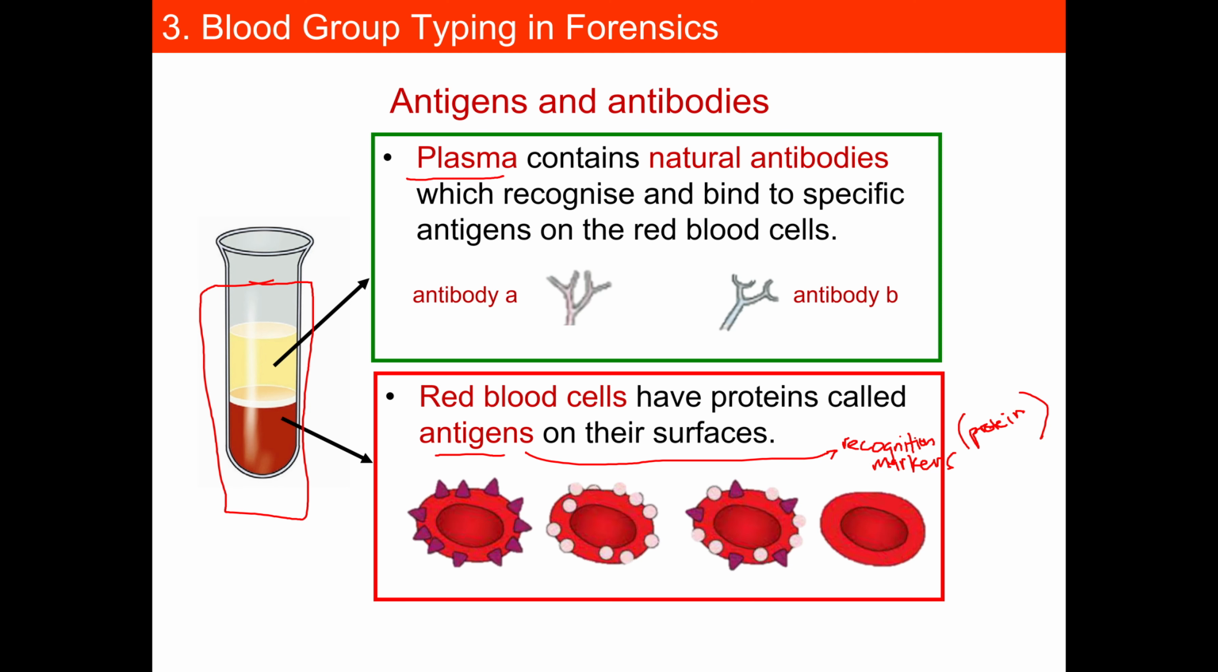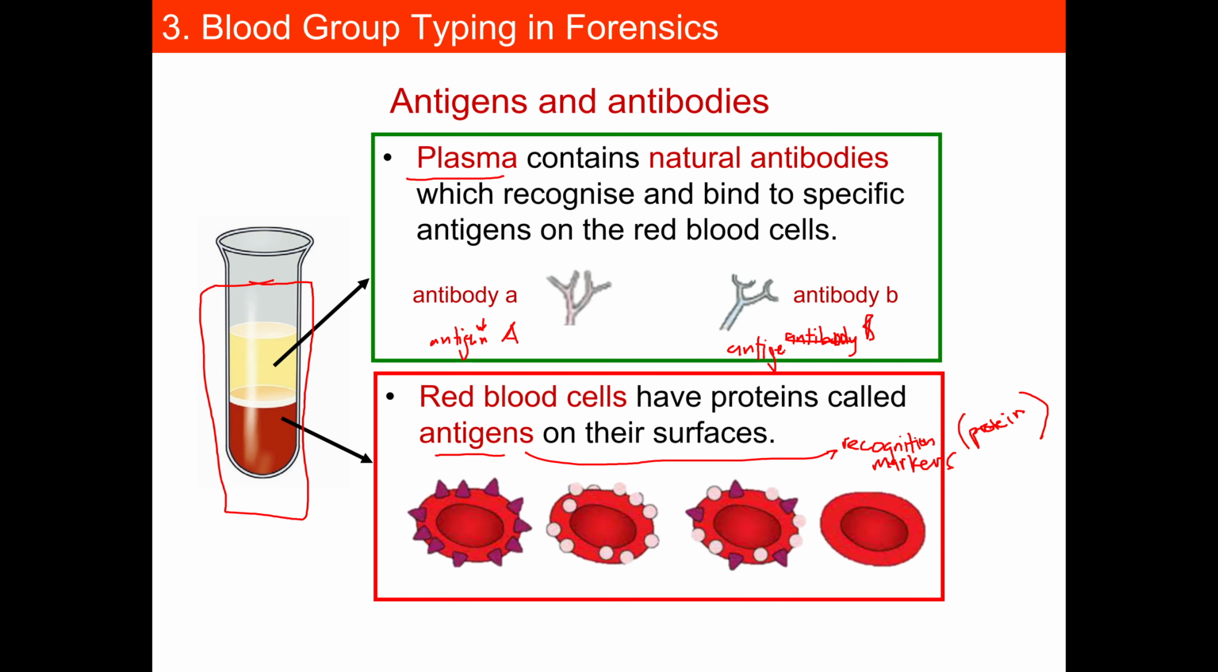Now your blood plasma contains antibodies which recognize and bind to specific antigens on the red blood cells. So antibody A is going to bind to antigen A, and antibody B is going to bind to antigen B. Now take note how I wrote the antibody and the antigen.